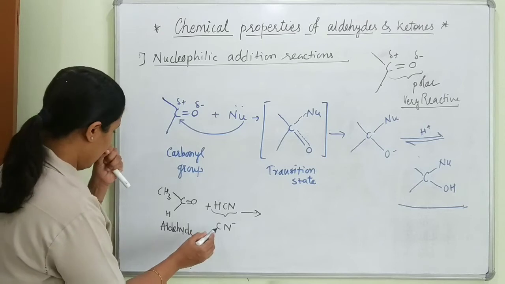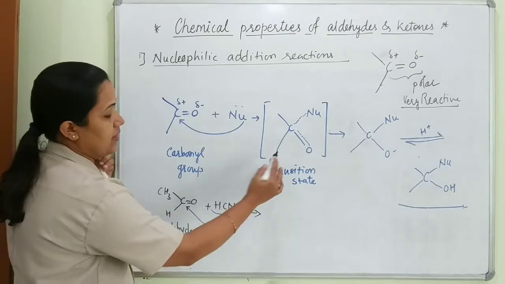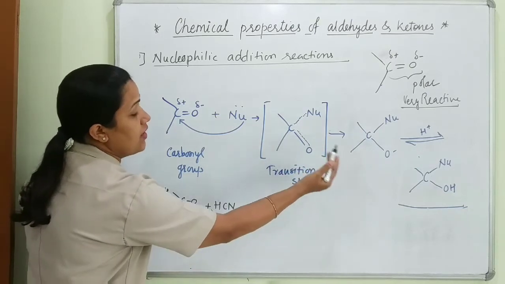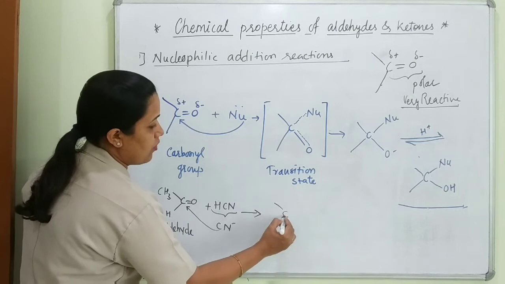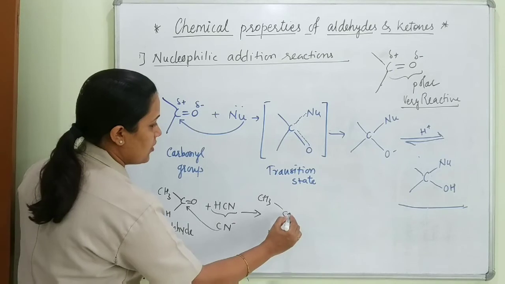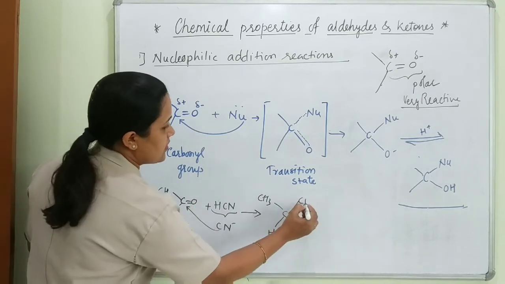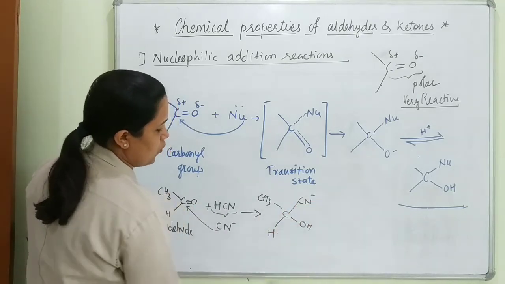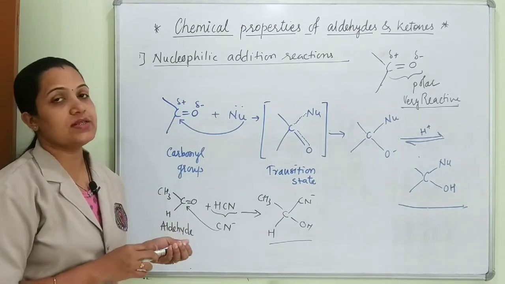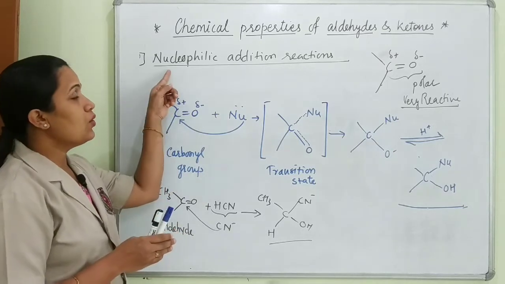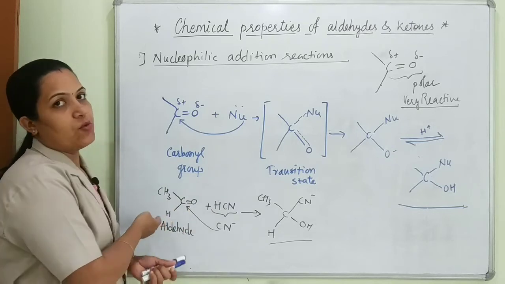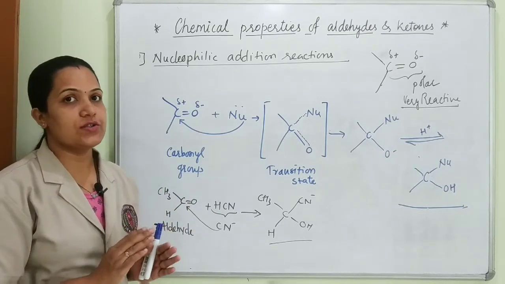Now CN negative will attack this carbon, and rather than writing its complete mechanism, that is a transition state, we can directly write the product also. According to this, the product would be CH3, here it is H, then here one is CN negative and here it becomes OH. So in this way, these aldehydes and ketones, that is the carbonyl group, undergo nucleophilic addition reaction. We are going to add the nucleophile to the carbonyl compound. I hope you understood this.